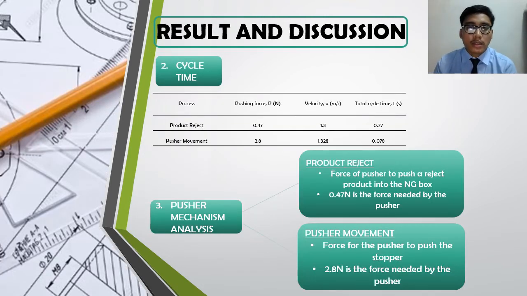Next, the other two results that will be overviewed are the cycle time and the pusher mechanism. These both results are related with each other. By using all the formulas that have been listed in the methodology part at the verified phase above, the pusher force, the velocity, and the total cycle time for the product reject process and the pusher movement are calculated. The results are shown in the table. For the pusher mechanism analysis, for product reject, we can conclude that the force of the pusher to push a reject product into the NG box is 0.47 Newton. And for the pusher movement, the force needed for the pusher to push the stopper is 2.8 Newton.